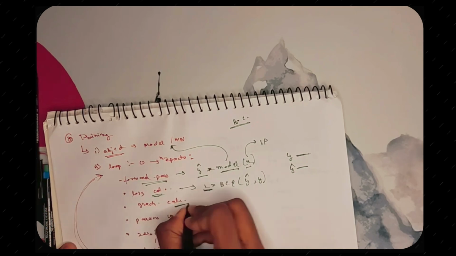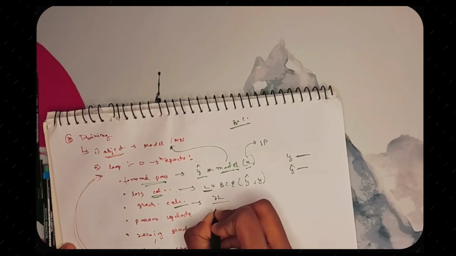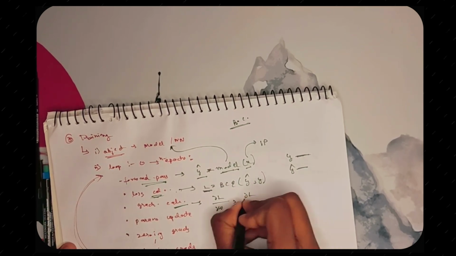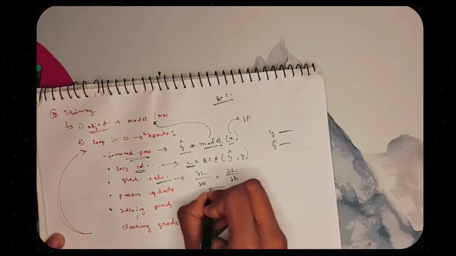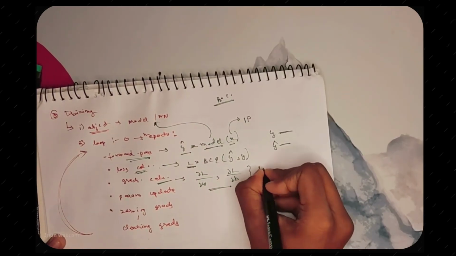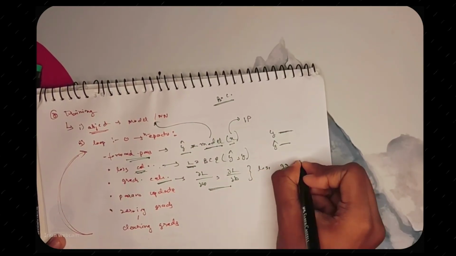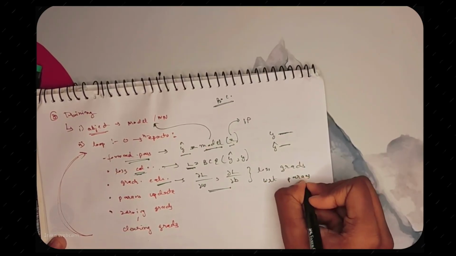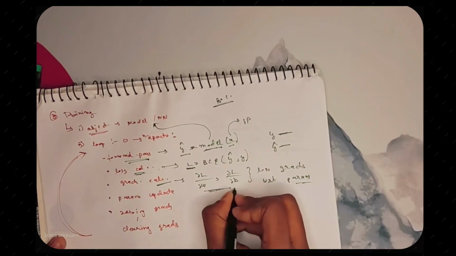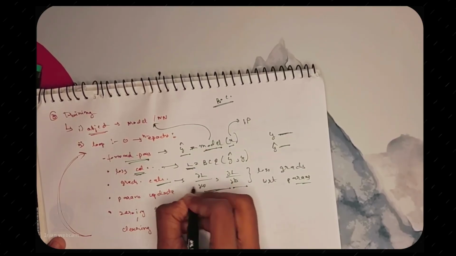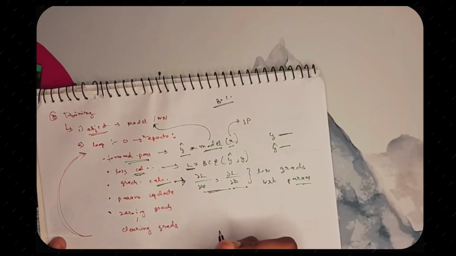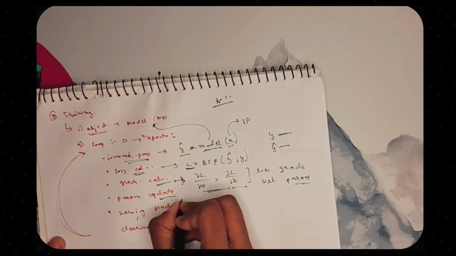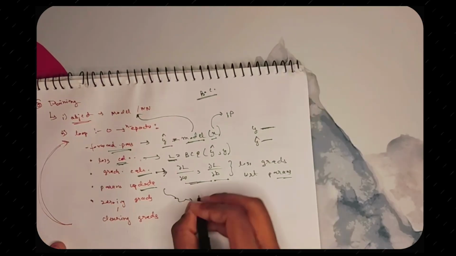Next we do gradients calculation. Here we calculate del L by del W and del L by del B. What are these? These are the loss gradients with respect to my parameters, and these parameters are nothing but my weights and biases. So here I am calculating these gradients, and lastly I am updating my parameters using gradient descent.